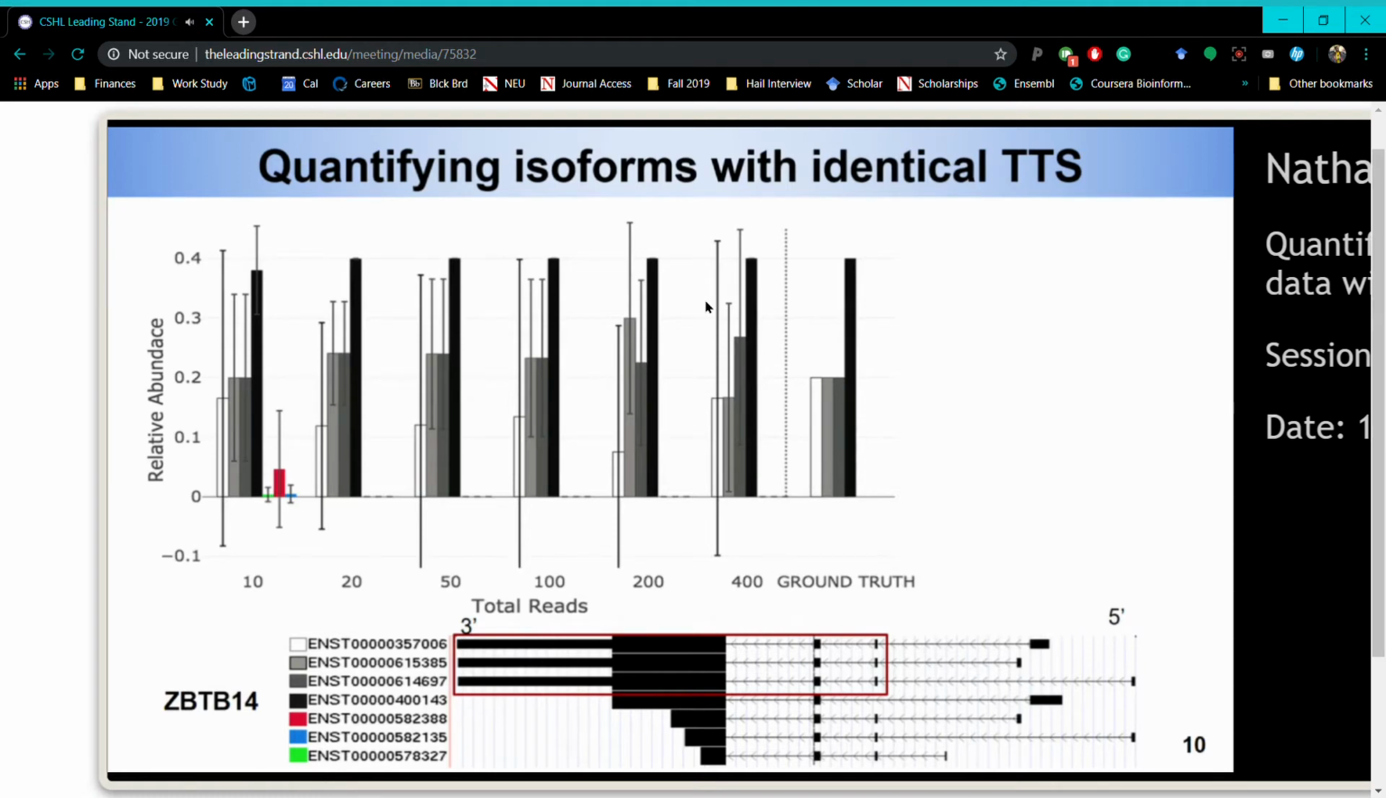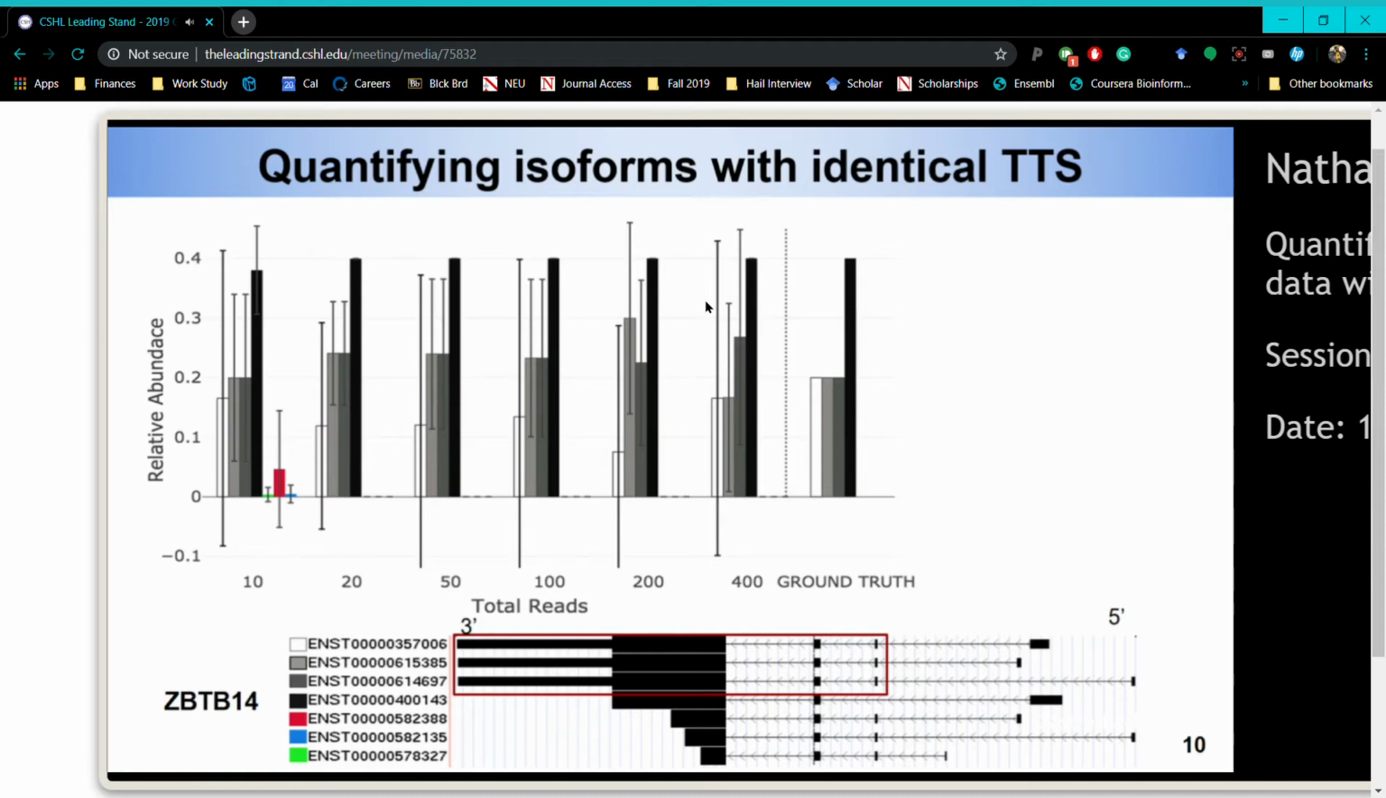And lastly, in terms of simple benchmarking, we also tried to quantify isoforms with identical transcript termination sites, and this did cause a little bit more problems, right? As previously mentioned, a multi-mapping read is typically resolved, or attempted to be resolved, by comparing the distance from the transcript termination site between the transcripts. But if you have identical transcript termination sites, the model is going to have a very hard time predicting the relative abundance of these transcripts.